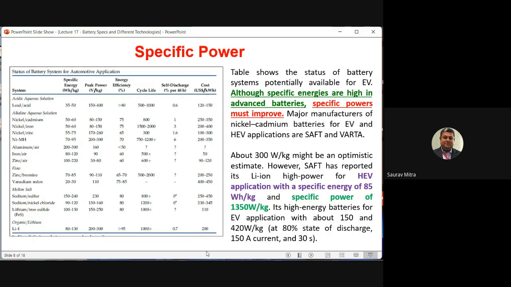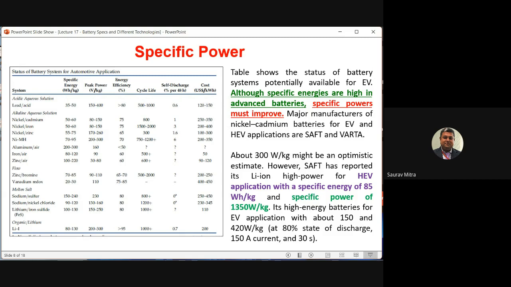This is one specification: SAFT has reported a lithium ion high power battery for HEV application, which gives a specific energy of 85 watt hour per kg but a specific power of 1350 watt per kg. There are also high energy batteries for EV application with about 150 and 420 watt per kg. Whenever I say watt per kg, it means specific power, at 80% depth of discharge, 150 ampere current and 30 seconds. Whenever it is 420 watt per kg, that is another battery specification they have given.